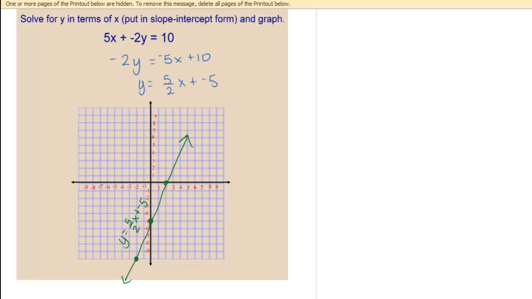So I ended up with the equation y equals 5 halves x plus negative 5. And I started by graphing my y-intercept at negative 5, and then I rose 5 and did a positive run of 2 to end up on (2, 0). And then I went back to my y-intercept of (0, negative 5), and I went down 5 and over 2 in the negative direction. So my slope is both 5 halves and negative 5 over negative 2.